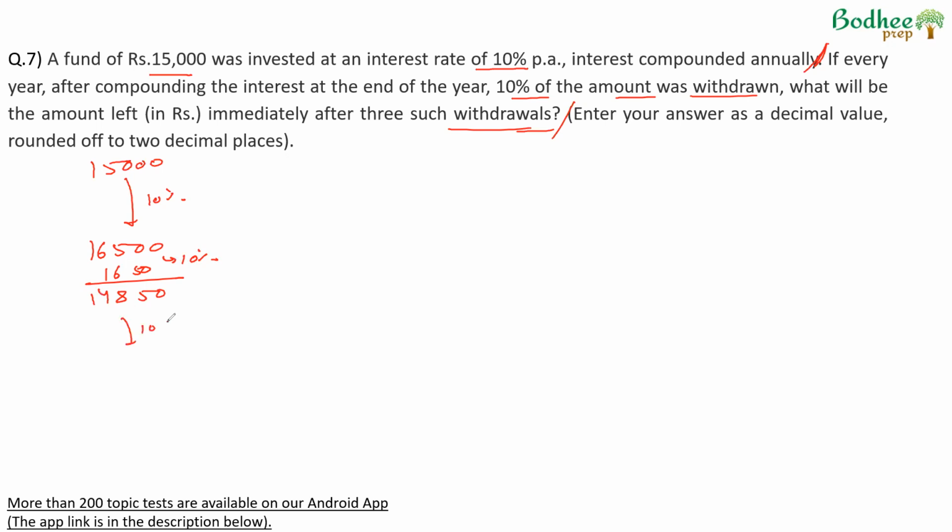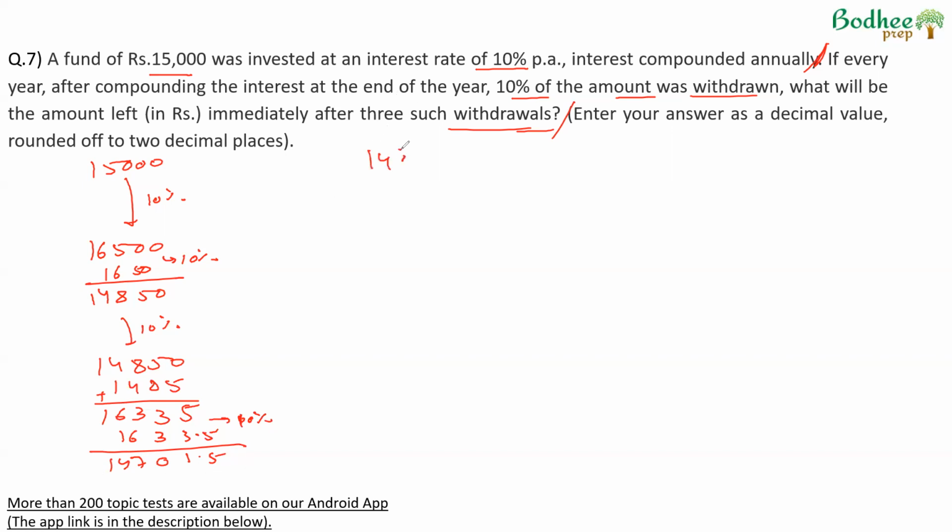This again increases by 10%. 10% of 14850 will be 1485. This becomes 16335. At this point, 10% is again deducted from the amount. 10% of this will be 1633.5. So this becomes 14701.5. This is the amount after the second year.